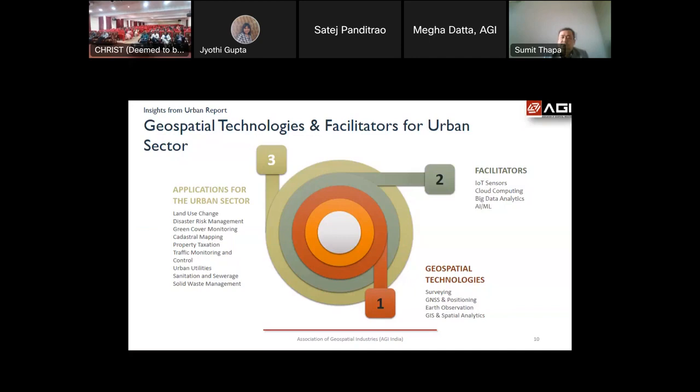So we tried to map out what are the different challenges in different sectors of urban development. So city planning, property taxation, land resources. So what are these sectors? What are the challenges in these sectors? We tried to map out.